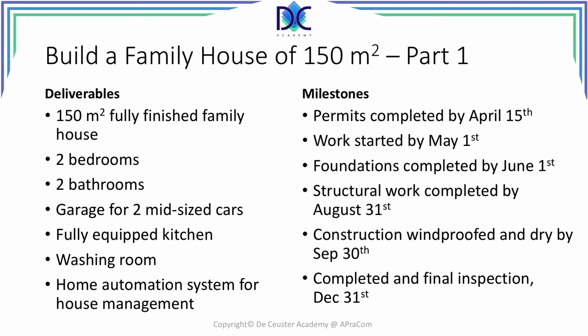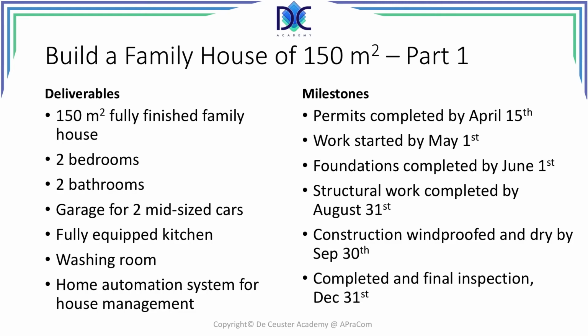Let's have a look at the family house. What are the deliverables? We want to have a 150 square meter fully finished family house. There have to be 2 bedrooms, 2 bathrooms, a garage for 2 mid-sized cars, and here may be some uncertainty about what we define as mid-sized cars. It depends on the country or the region you may be living in. We want to have a fully equipped kitchen. We want to have a washing room and a home automation system for house management.